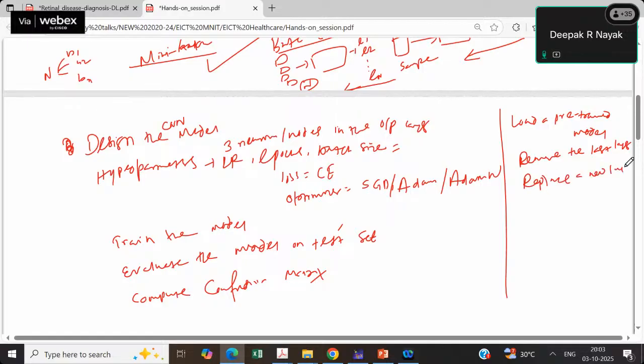Replace it with a new layer, then decide the number of layers to be fine-tuned. How many layers you want to fine-tune depends on the size of the dataset we have and whether the target task and the source task are similar or not. Then again, if you want to fine-tune, you need to decide the hyperparameters, and then you can fine-tune the model. Once the fine-tuning is complete, you can evaluate the model, and the job will be done.